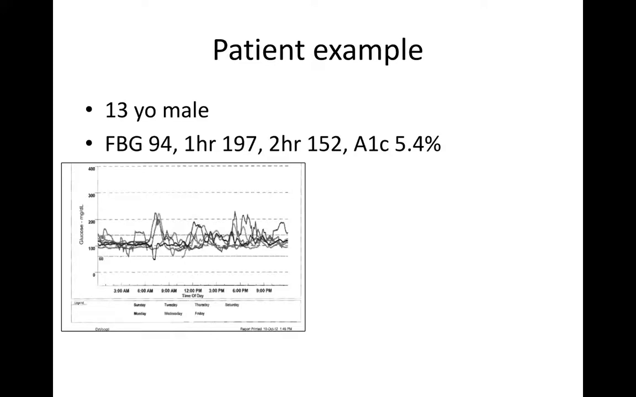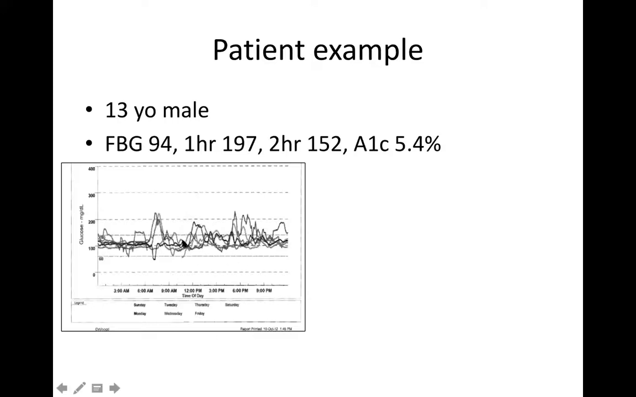So this is the last thing that I wanted to show you. This is a patient example. This is a 13-year-old boy who had an oral glucose tolerance test. His fasting was 94, which is normal. His 2-hour was 152, which is a little impaired, over 140, but not over 200. His A1C was 5.4, but his 1-hour level was 197.